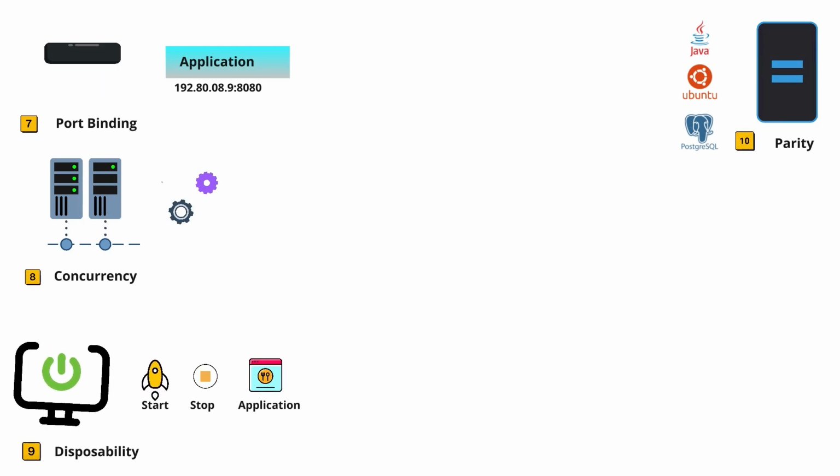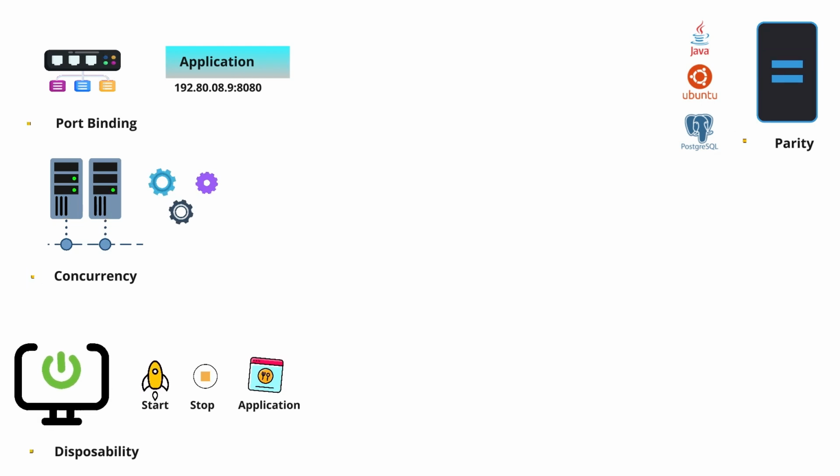Next factor is the parity, where your development, production, and staging environments should be as similar as possible so that you can catch bugs early and deploy confidently. To achieve this, we use the same database, same operating system in all the environments. This is about parity.